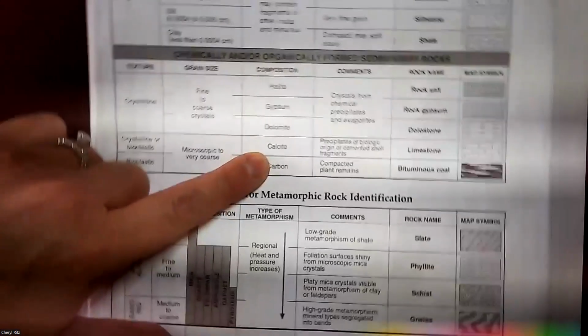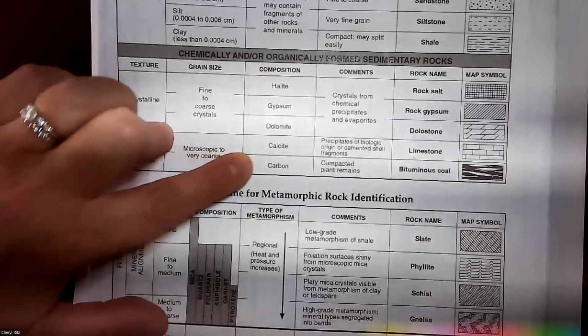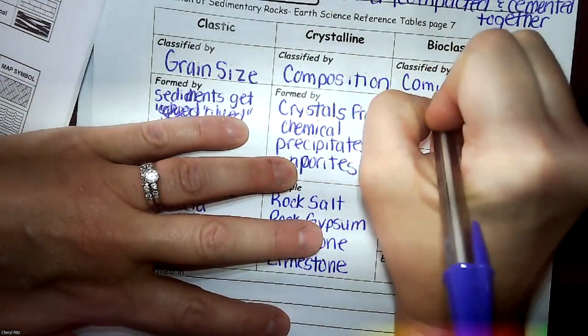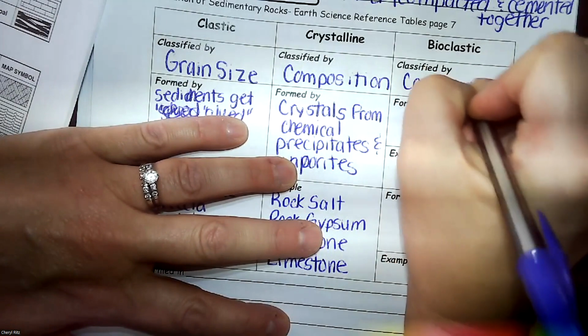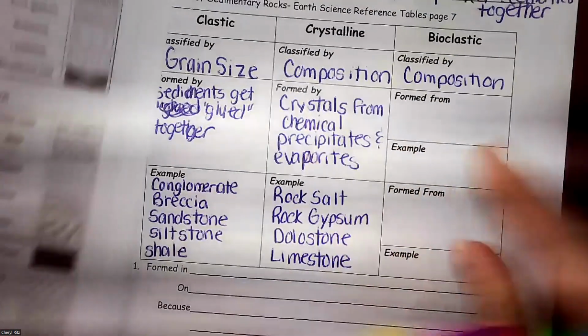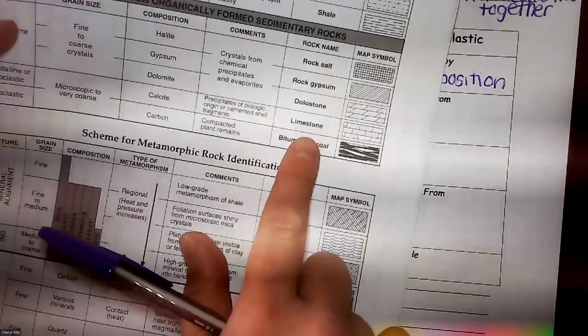Yep, again, it's going to be composition. They both have the same grain size, so grain size is not going to help us identify them, but what they're made out of will help us. So they are classified again by composition. Because there are 2 different ones, that's why I said formed from example, formed from example.